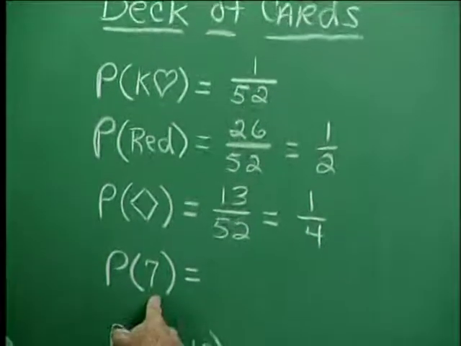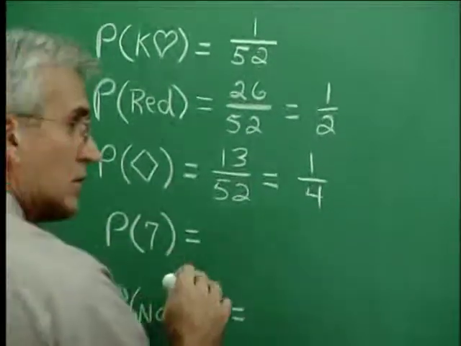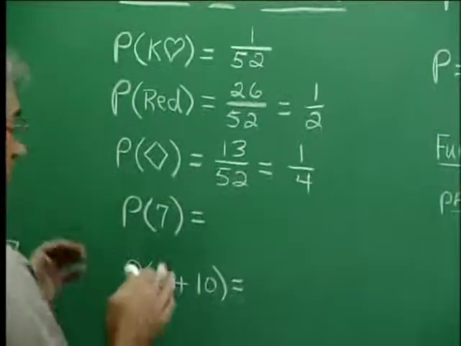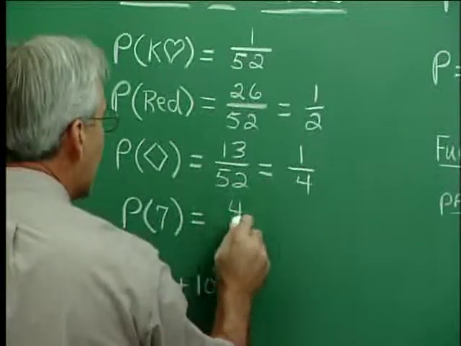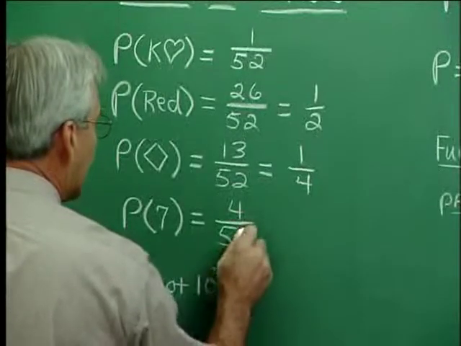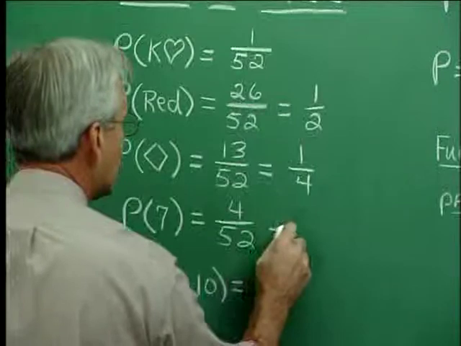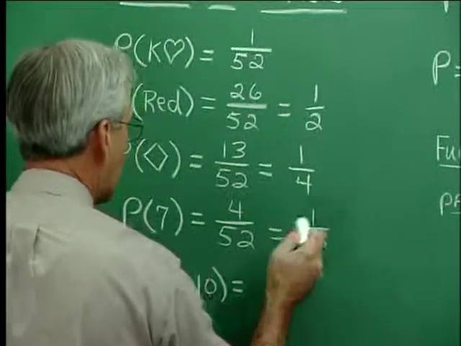The probability of a 7. Now, sevens, how many 7s are there? Well, there's a 7 in every suit. So there would be 4 7s in the entire deck of 52 cards, so the probability of drawing a 7 would be 4 in 52, or 1 over 13.